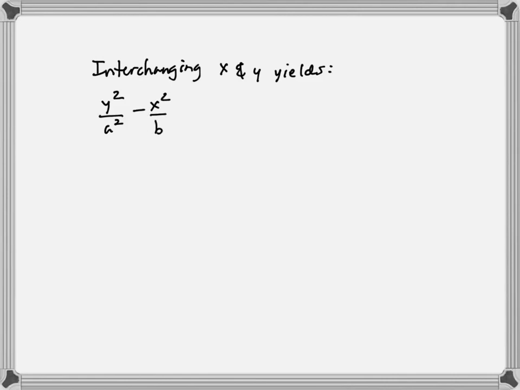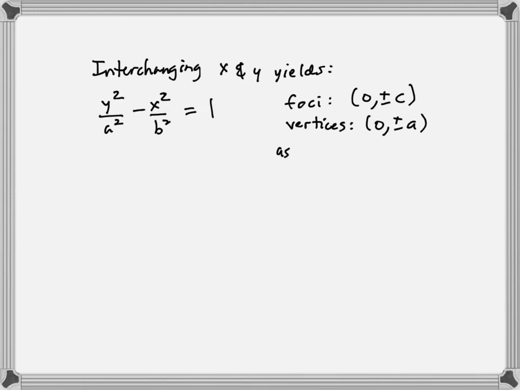So let me say it this way, right? If we interchange x and y, it yields y squared over a squared minus x squared over b squared is equal to 1. So this is what happens when you interchange x and y, right? So now what happens? Your foci are 0 plus or minus c. Your vertices are 0 plus or minus a. And your asymptotes.